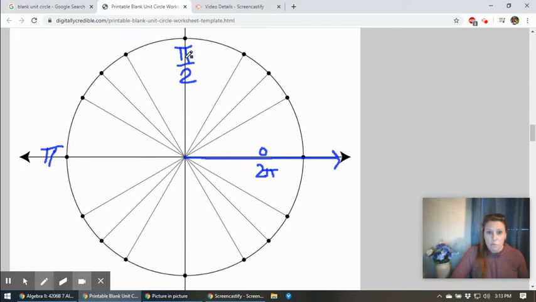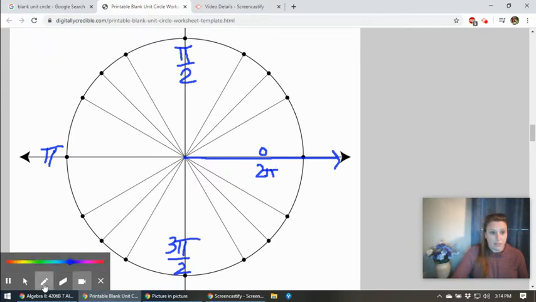And then so I went 1/2, 2 halves, or 1. So then this becomes 3 halves. So 3 pi over 2. And then here's another half of a pi, which is 4 halves, which is equivalent to 2 pi. The first thing I like to do is I fill in all of those values. 0, pi over 2, pi, 3 pi over 2, and back to 2 pi once we're all the way around.